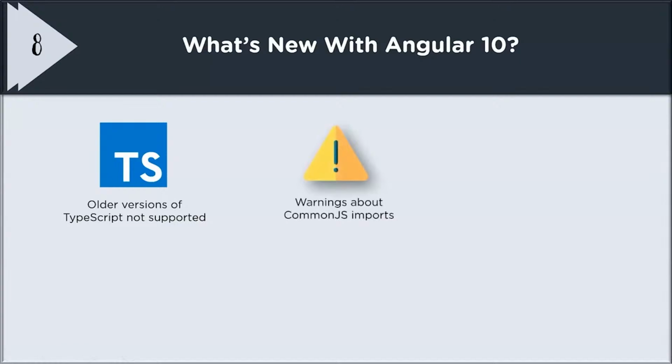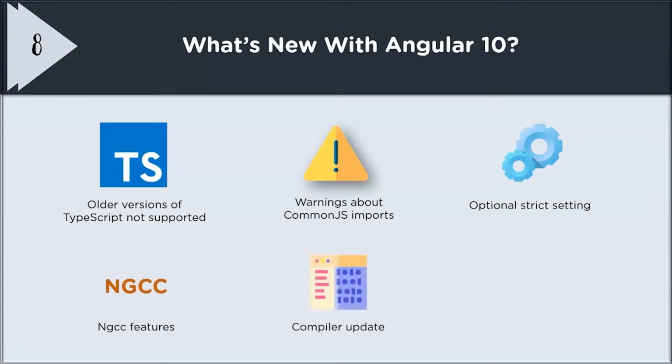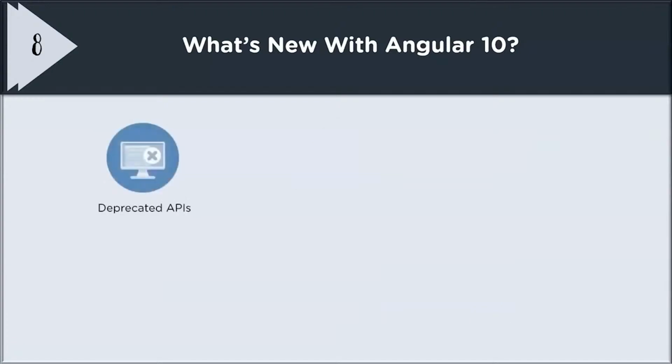Warnings about common JS imports. Now, logging of unknown property bindings or element names in templates is increased to the error level, which was previously a warning. Angular now supports an optional strict setting, which offers a stricter project setup when you create a new workspace. There's an addition of ngcc features with a program-based entry point finder. There are common compiler updates and updated URL routing. Angular 10 has several deprecated APIs that were previously redundant.